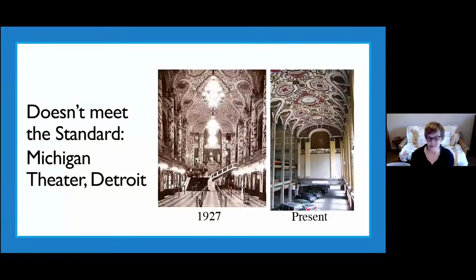Something that would not meet the standard. So here you see the Michigan Theater, which was converted into a parking garage. This would be an alteration that very much does not meet the Secretary of the Interior standards because it's really significantly altering the historic character. You've removed a lot of historic features, and that interior does not read the same way at all as a parking garage as it did when it was a historic theater.